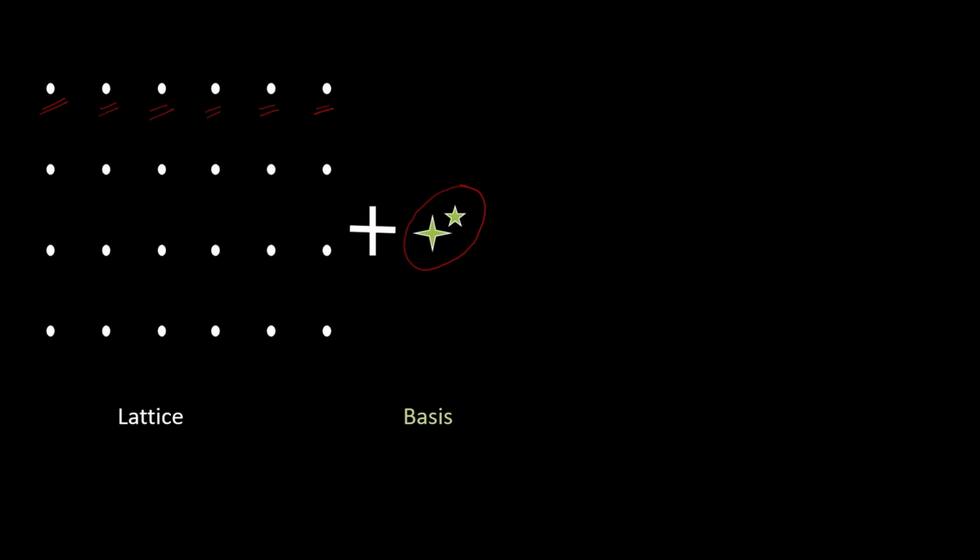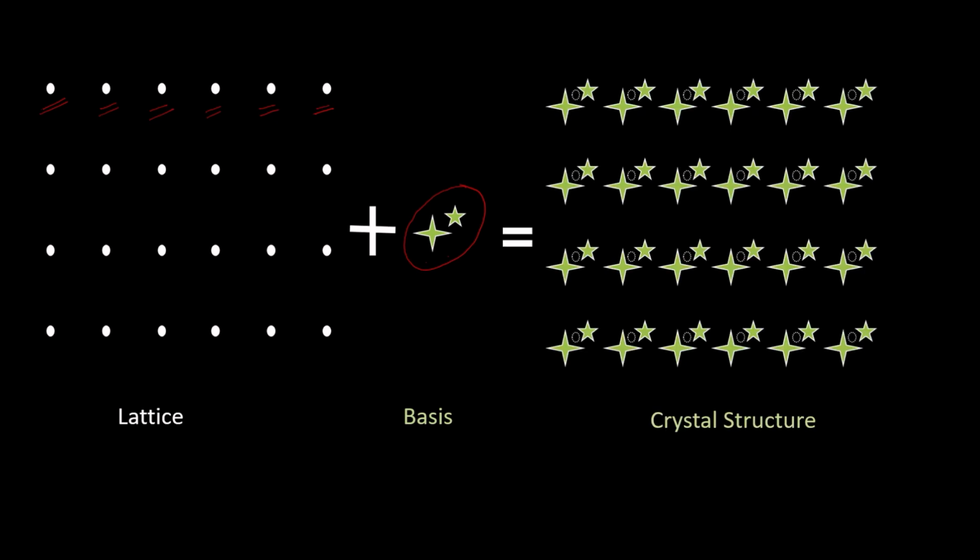Now I told you that these white dots are the lattice points, and these are the locations where we have to put these bases, these repeating units. Now when we put these basis structures in the lattice points, the resulting structure is the crystal structure. So this is the crystal structure.